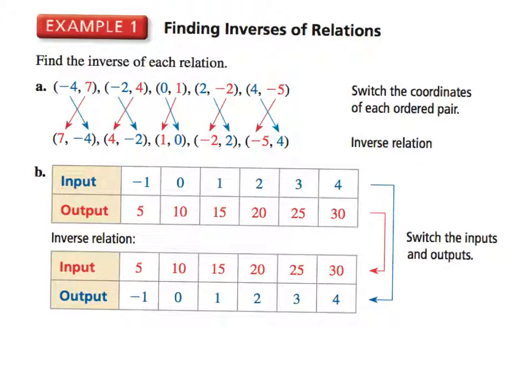So in example 1, I'm actually going to put the answers and the work here. Example 1, find the inverse of each relation. All you do, here's your ordered pairs, (-4, 7), (-2, 4), and so on. All you do is switch the x and y around. So (-4, 7) becomes (7, -4), which is called the inverse relation. If you had inputs like a t-table, your x and y values, you switch them around. So now the inputs were all of the outputs, but now they're the inputs. So you switch the inputs and the outputs around.